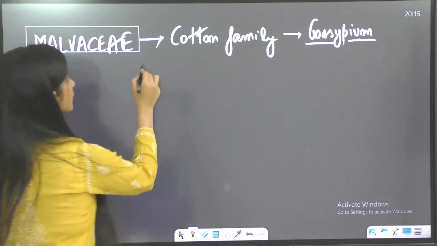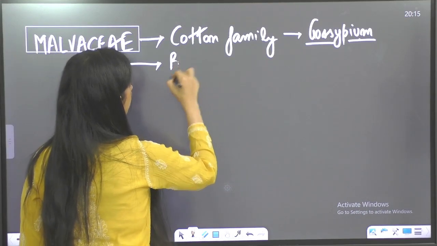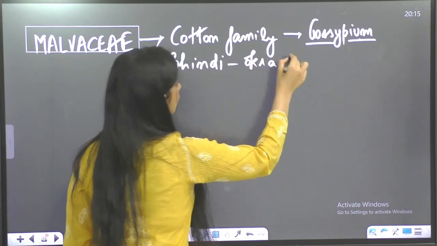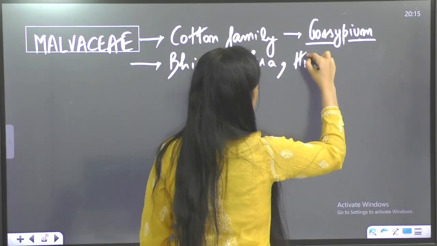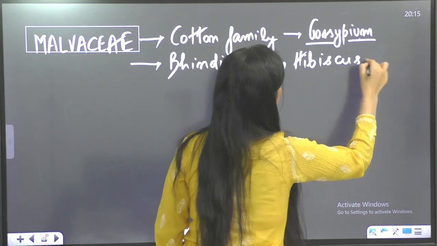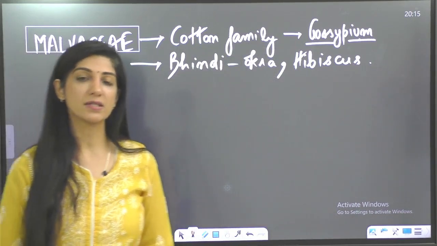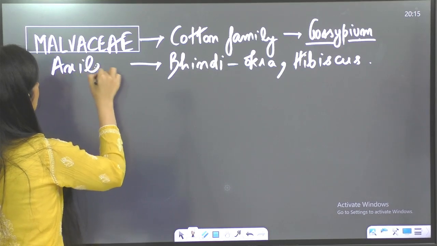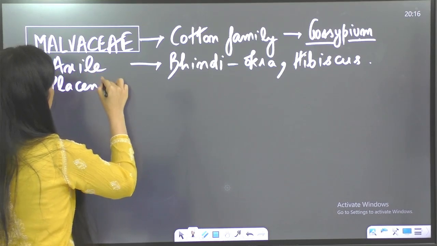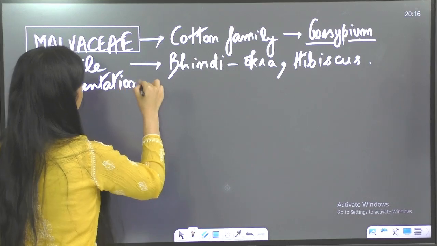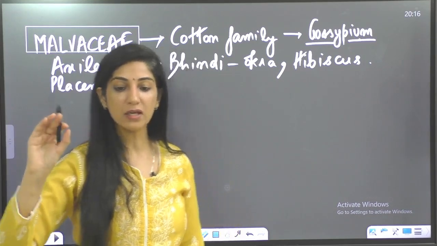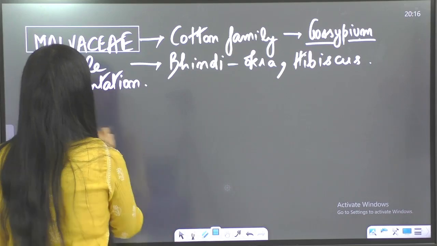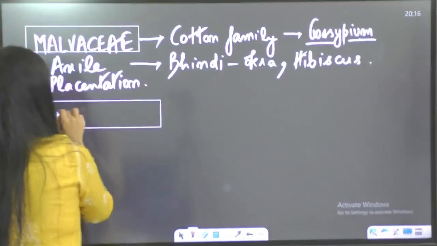One of the largest industries as far as textiles and fibers are concerned. But in this family you also have your bhindi, which is okra. And you also have, children, the hibiscus. So you have the proper axile placentation. You see, in bhindi there is axile placentation. I will show you also. I will post the image in the Telegram group of bhindi showing axile placentation.